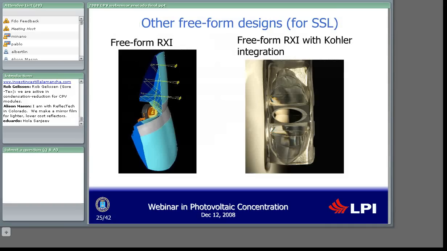This is just another example taken from another application, which is solid-state lighting, which shows a different device, which we call RXI, also making freeform or even freeform cooler integration in this ultra-compact device.